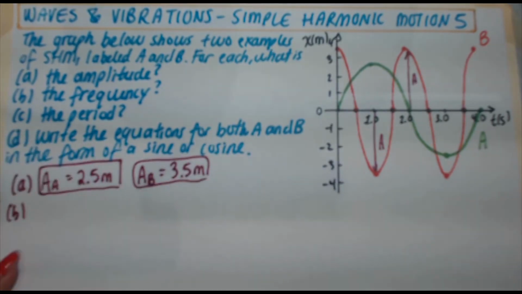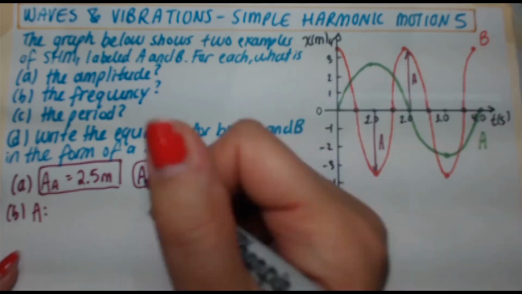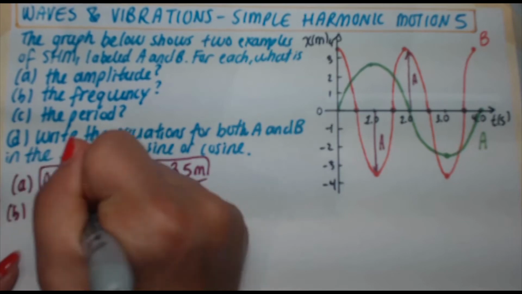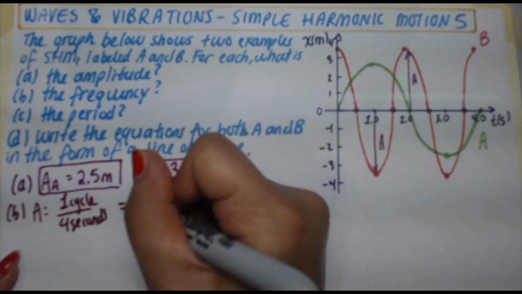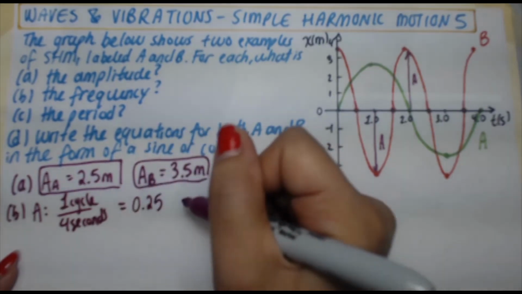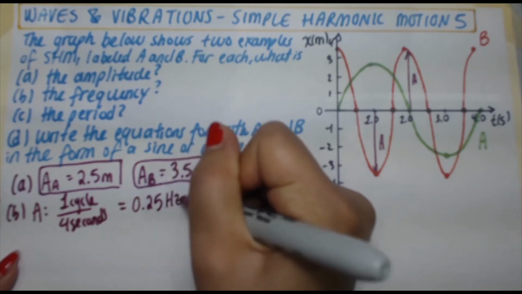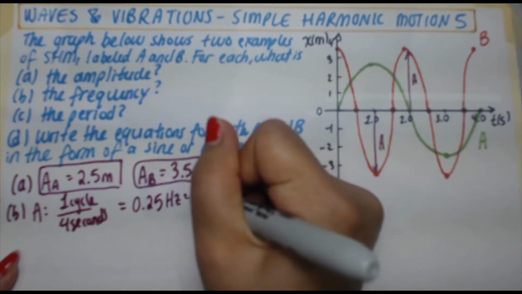So that's done. So now, B, the frequency. When you're looking for frequency, you have to ask yourself, how many cycles does the graph finish every second? Or how many cycles for how many seconds? So for example, take a look at A. It's only doing one cycle in this diagram, and it's taking 4 seconds. So for A, we would say one cycle takes 4 seconds. 1 divided by 4 is 0.25, or 1/4. So 0.25 cycles per second, which is the unit hertz. So this is the frequency of A.